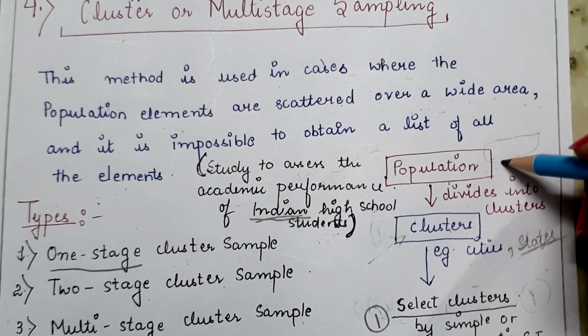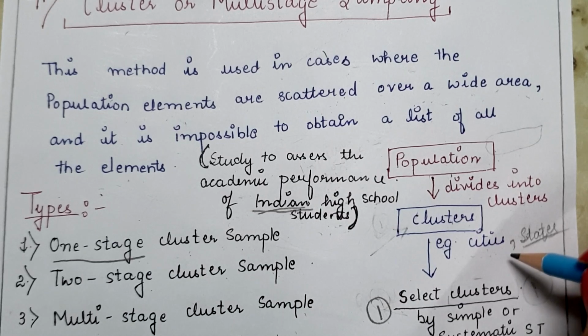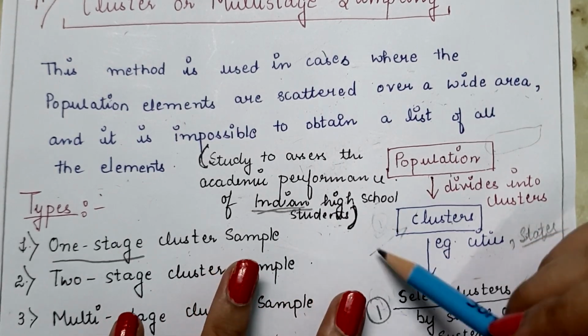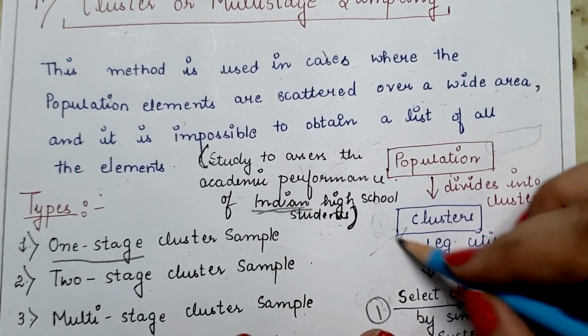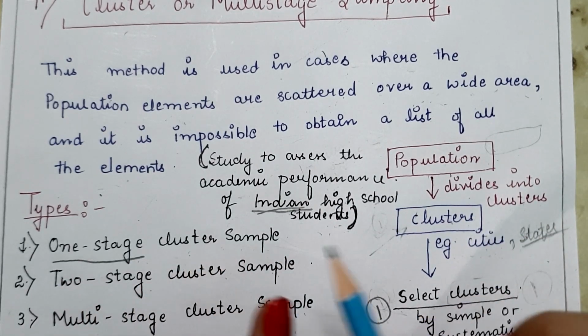In this, the population is divided into clusters. Example, on the basis of cities or on the basis of states. And if the researcher collects the sample from all the members of the population from these clusters, that is known as one stage cluster sample.